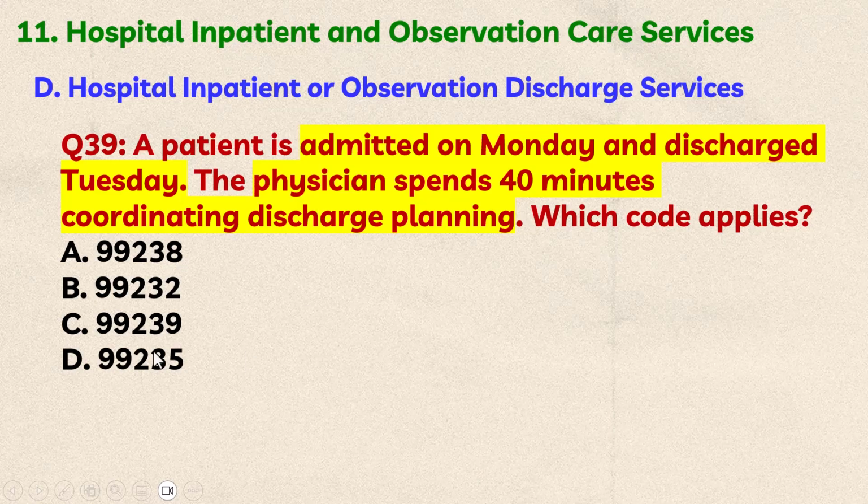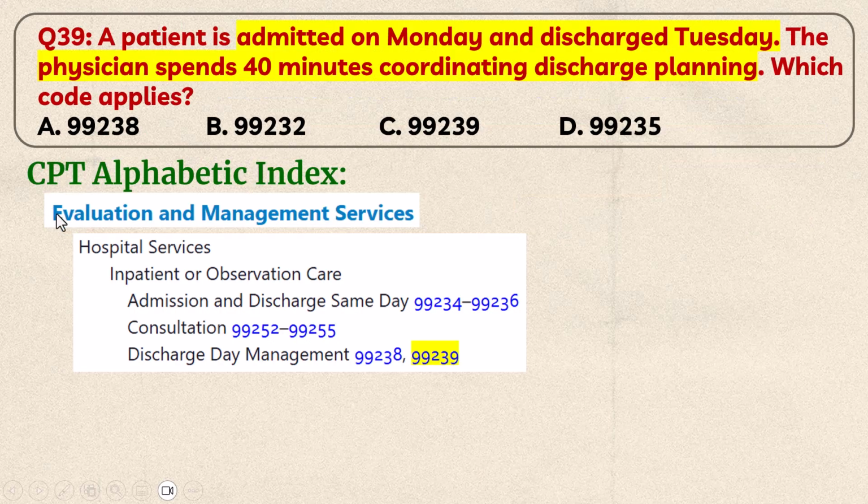When you look at the answers, all answers are suggestion codes, so you can use the elimination method for the exam. But for learning purposes, let's use the CPT alphabetic index. So in the alphabetic index, first go to the main index term evaluation and management services, then go for the subterm hospital services, then inpatient and observation care. Here, discharge day management. It will lead you to the codes 99,238 and 39. Again, come back to the tabular list and confirm the answer.